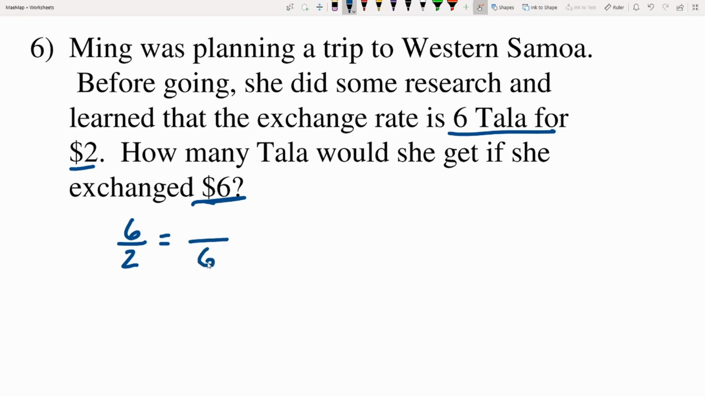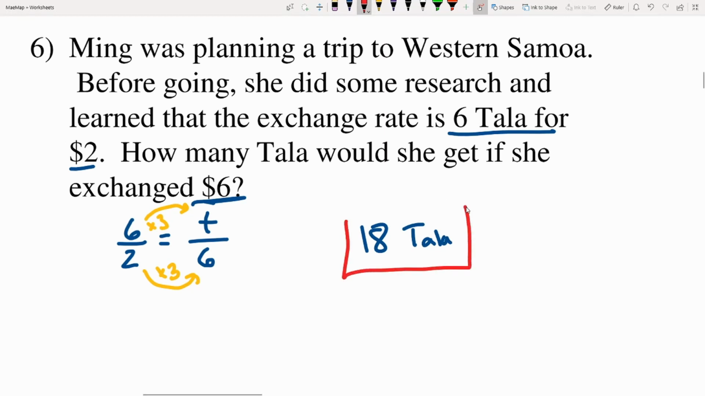Now I need to put my dollars in the same place, so this $6 is going to go in this denominator. And I'm going to solve for some variable, and I'll make that variable t for the tala. 2 times what gives us 6? That's going to be 2 times 3. So now we just need to do 6 times 3 to get t. 6 times 3 gives us 18. So she's going to need 18 tala.